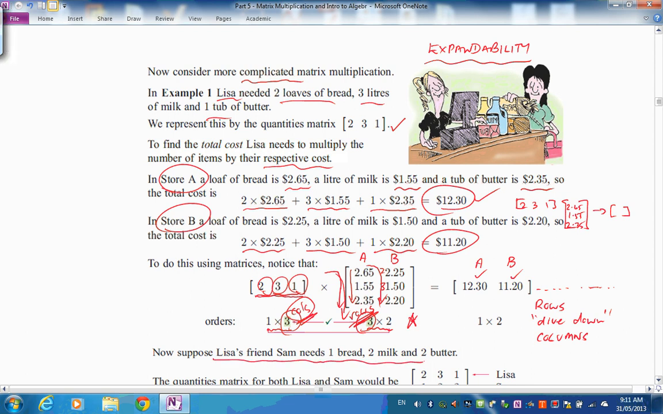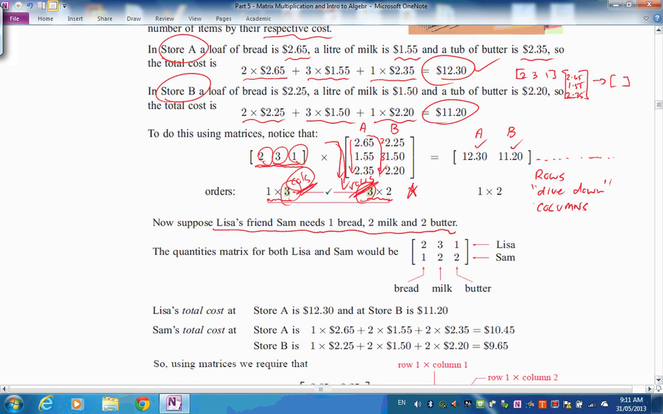Okay, let's go on and expand it a bit more. Lisa's friend Sam needs that. So now, how are we going to do that? Well, now there are 2 people buying stuff. So if we make Sam another row in Lisa's row matrix, we're going to have that. And what would you say? Well, let's have a look.